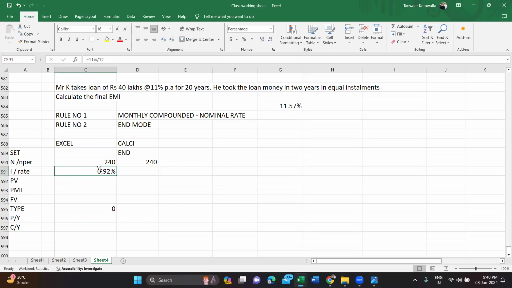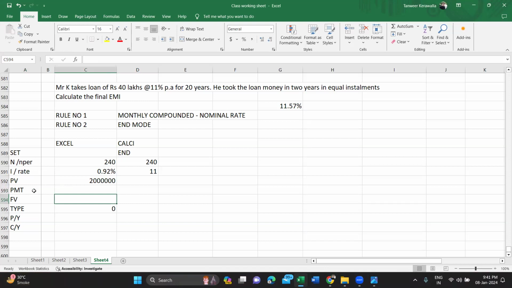So that's your rate. Now for the calculator, you don't need to convert. You can take 11% as it is, because we can use the P/Y and C/Y settings here to convert this. Present value: you're taking a loan of 20 lakhs, so you're getting something today. 20 lakhs is your present value, incoming. PMT we have to find out. In this case, PMT means the EMI we have to find out. And future value will be zero.